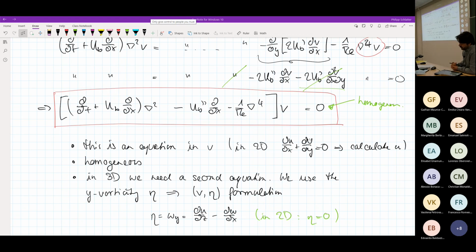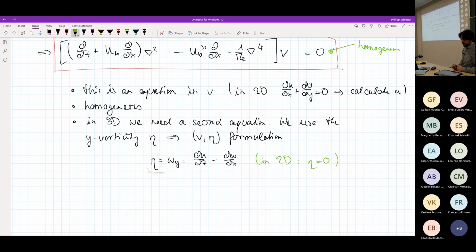But what we're talking about also is that in 2D, the V equation is sufficient because I can take the derivative and integrate it, so I will get a solution for U. But in 3D, I need something more. And this one more equation is the eta equation, or the equation for the wall normal vorticity, which we can also call eta. And you see the definition of eta here.